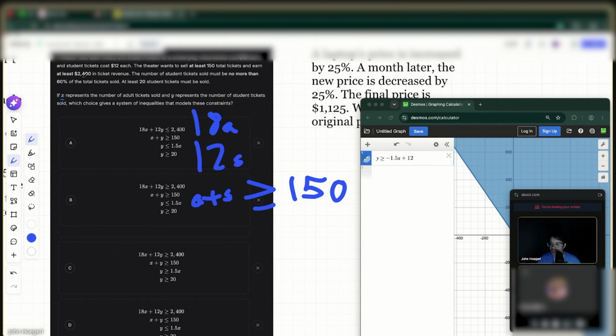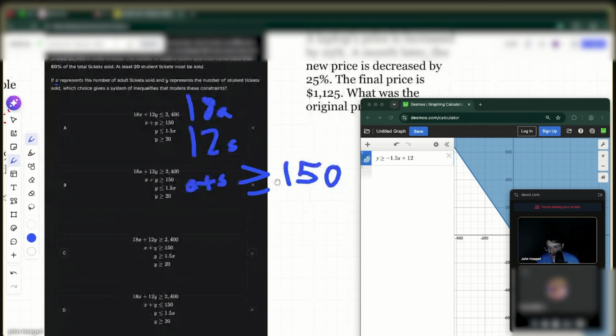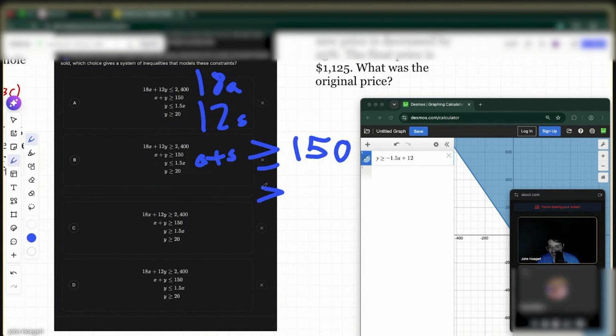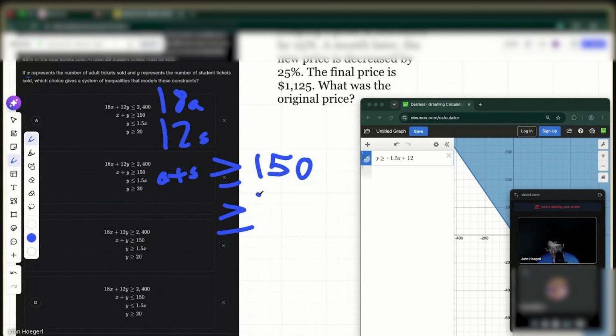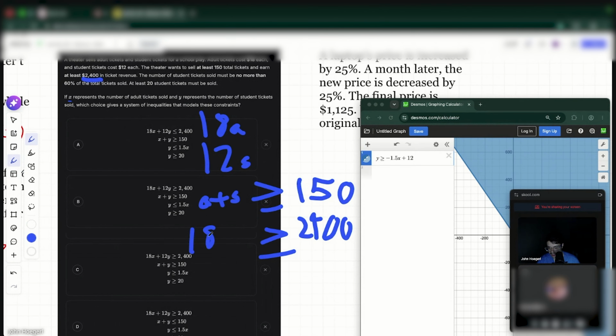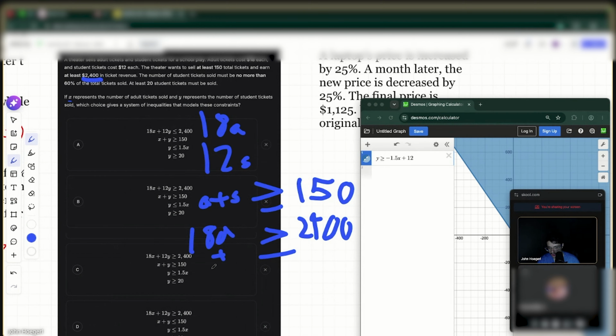Then it says here that it must be at least 2,400 in ticket revenue. So at least again, so we have to do this inequality and then 2,400. Okay, and then it's price again. We're dealing with price, so we have to do the thing where it's added together. So 18A plus 12S. Okay, so that is most of the stuff.